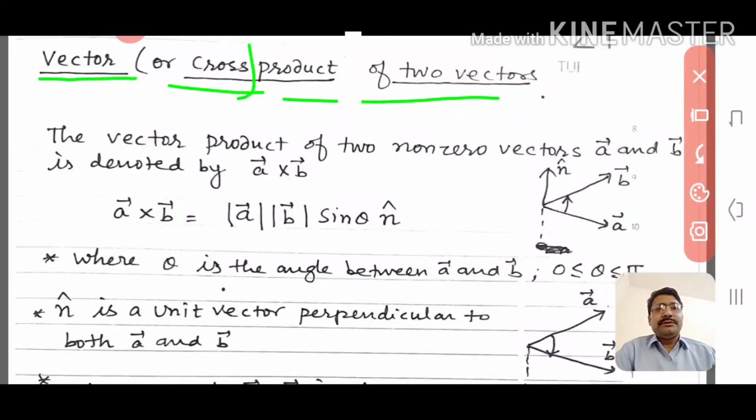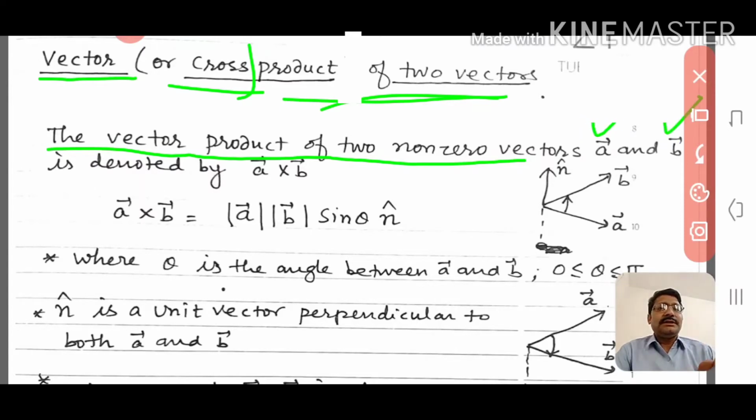Today we will do the vector product of two vectors. Here you are given the vector product of two non-zero vectors. Two non-zero vectors will be given to you. The first vector is A and the second vector is B, and their vector product is given by A cross B.